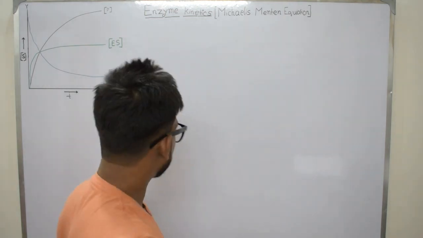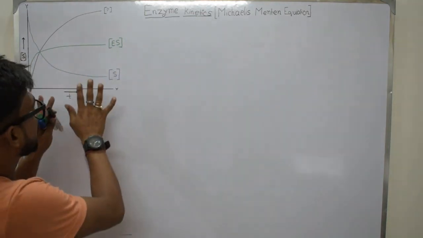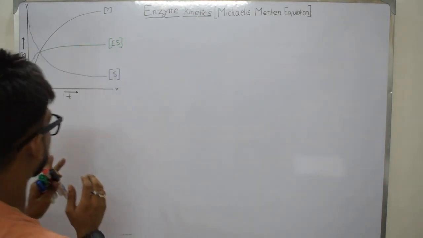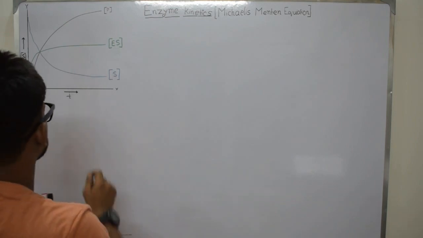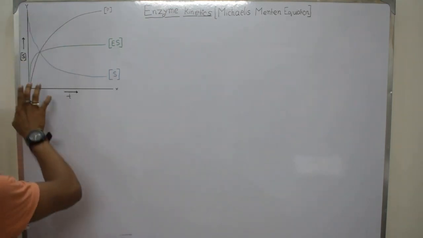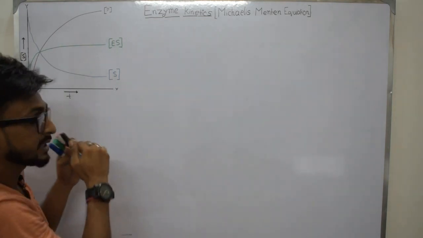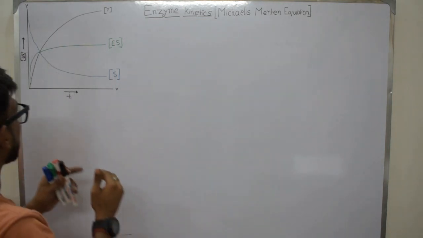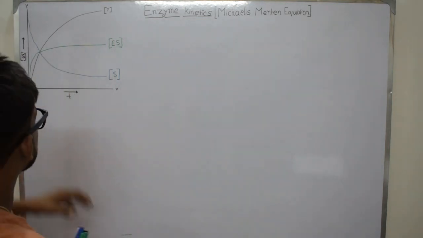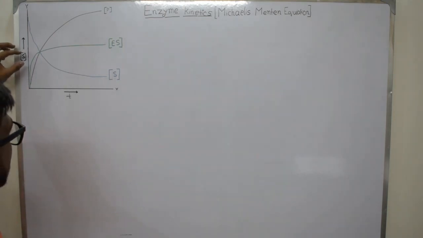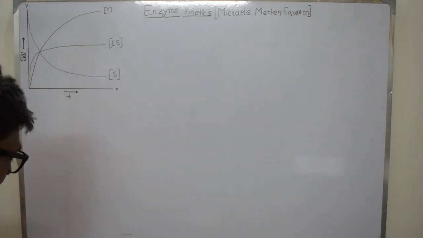So basically, I have already drawn one particular graph to understand what is going on here. The y-axis indicates the relative concentration, and the x-axis indicates the time, the rate. Now suppose here we have added the substrate and also the enzyme.